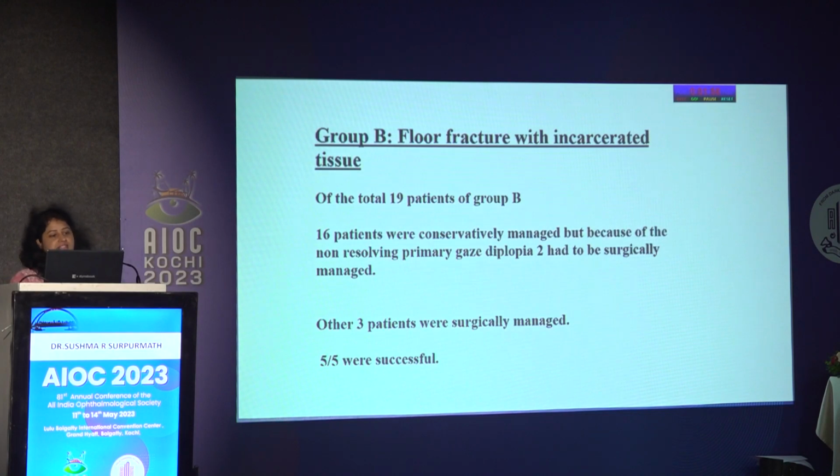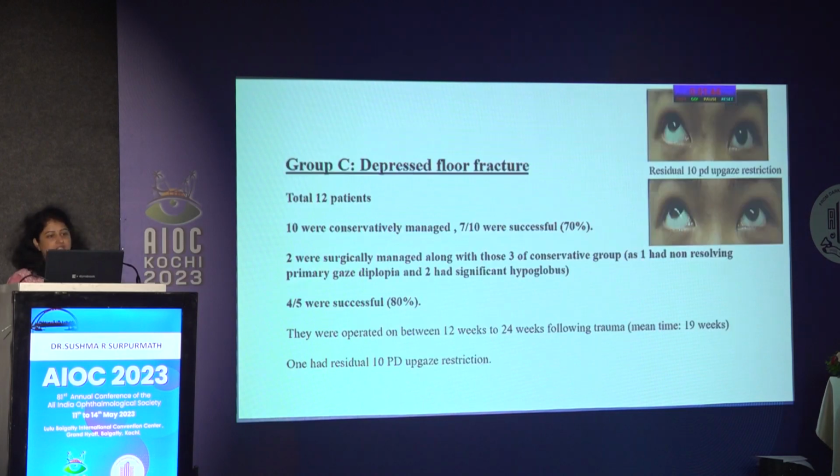Total of 19 patients, 16 were conservatively managed, but because of the non-resolving primary gaze diplopia, 2 had to be surgically managed, and other 3 patients were surgically managed. 5 out of 5 were successful. And group C, depressed floor fracture. Total of 12 patients, 10 were conservatively managed and 2 were surgically managed, along with those 3 of conservative group, as 1 had non-resolving primary gaze diplopia and 2 had significant hypoglobus. 4 out of 5 were successful. 1 had residual 10 prism diopter upgaze restriction.